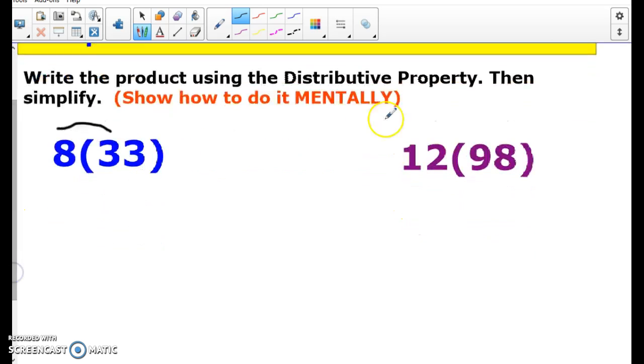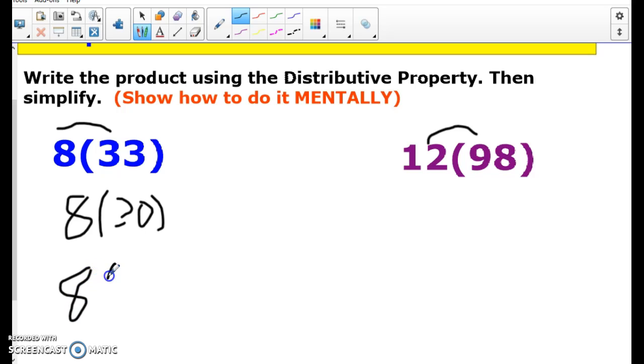Okay, so we talked about this. I know we talked about a problem like this on the first day of school. So instead of multiplying big numbers like this, 8 times 33, that's really the same as multiplying 8 times 30, and then adding it to 8 times 3. So 8 times 3 is going to give me 24. 8 times 30 is going to give me 240.